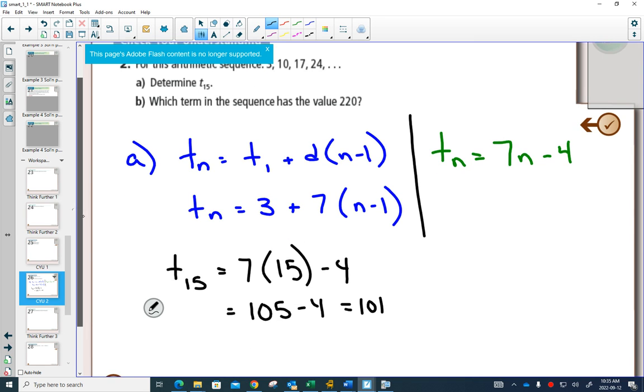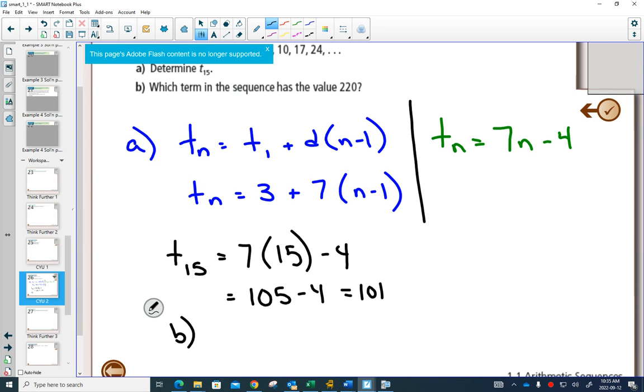In part B, it says there is a term whose value is 220. And this is where the notation gets a little bit confusing. Because you know there's some term that's equal to 220. On this side, I know there's some term, but can you see that I don't know which one it is? So I don't know the n yet.